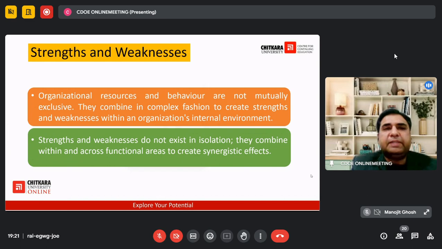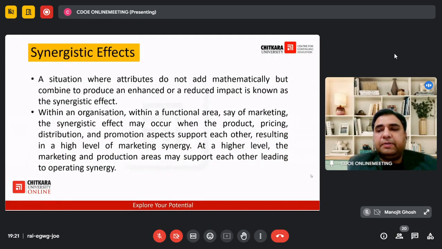So moving to the next slide, synergic effect. What is synergy? I have already told you, 1 plus 1 gives 11. A situation where attributes do not add mathematically but combine to produce an enhanced or reduced impact is known as synergic effect. I will share one more example.